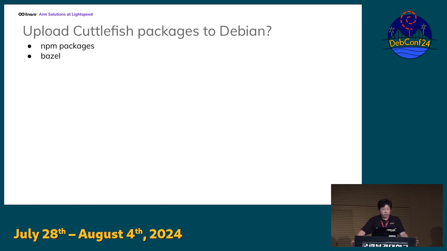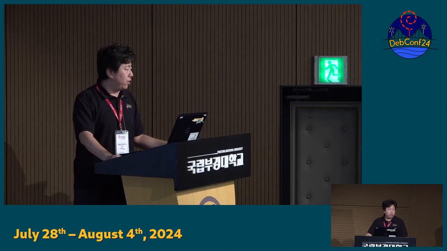Why do we need those npm packages? Because remember that the WebRTC UI is all written in JavaScript, so they use a lot of npm packages not yet in Debian. And the second thing is that the recent version tries to use Bazel, and Bazel is not very integrated with Debian right now.